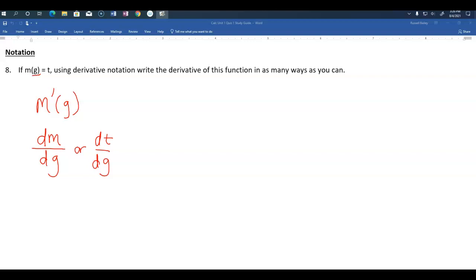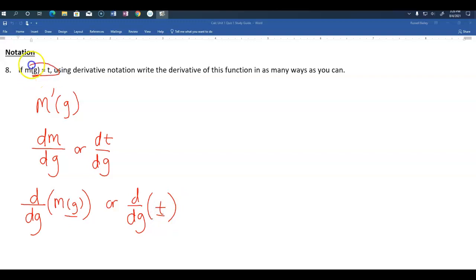Another way you could write it is you could write it as the derivative with respect to g. Once again, that input variable has to go on the bottom of m of g. Technically, you could also write it like this, the derivative with respect to g of t. Since m of g and t are the same thing, as it says up here they're equal, then they're pretty much replaceable with each other.